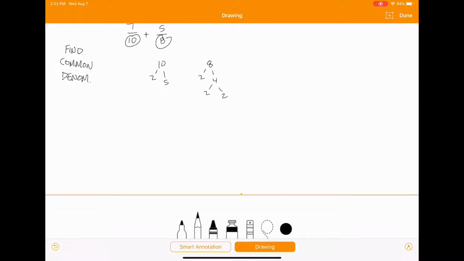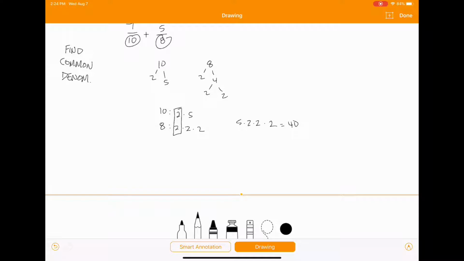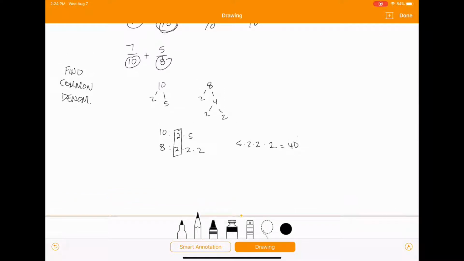And then we line them up horizontally. Box our similarities. And then multiply by our non-boxed, 5 times 2 times 2, and then times by our box. So if we do that math, we get 40 as our least common multiple. So we want our new denominator now to be 40 here and 40 here.